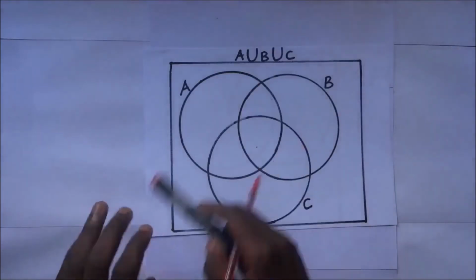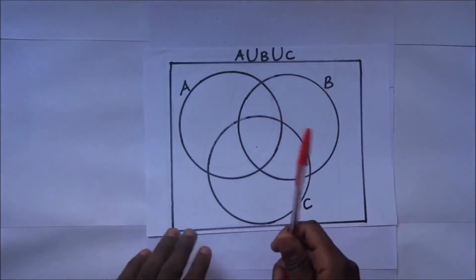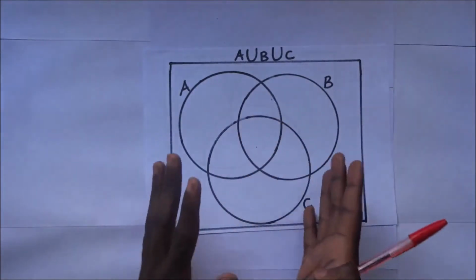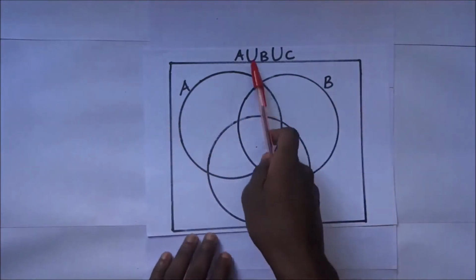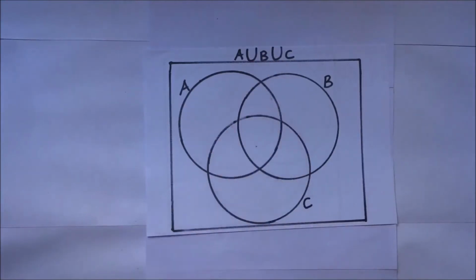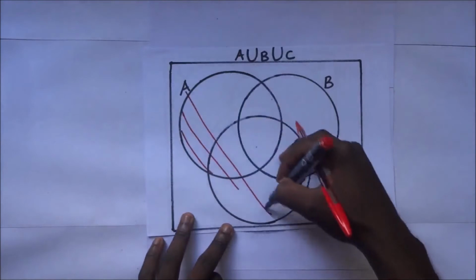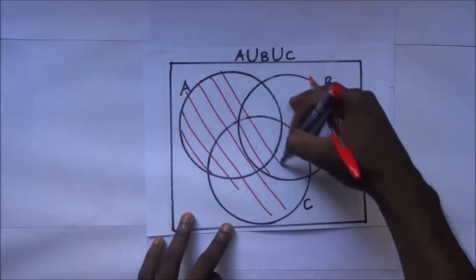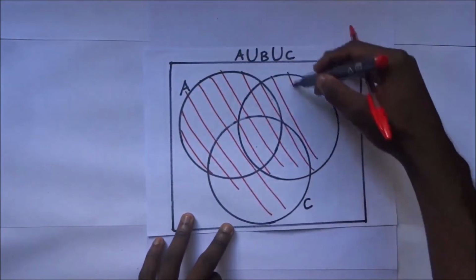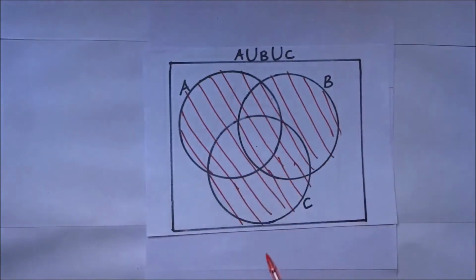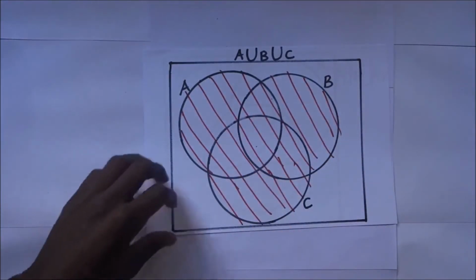So A union B union C means that set A, set B, and set C united. In their union, A union B union C is everything. You shade set A and set B and set C. That is A union B union C.